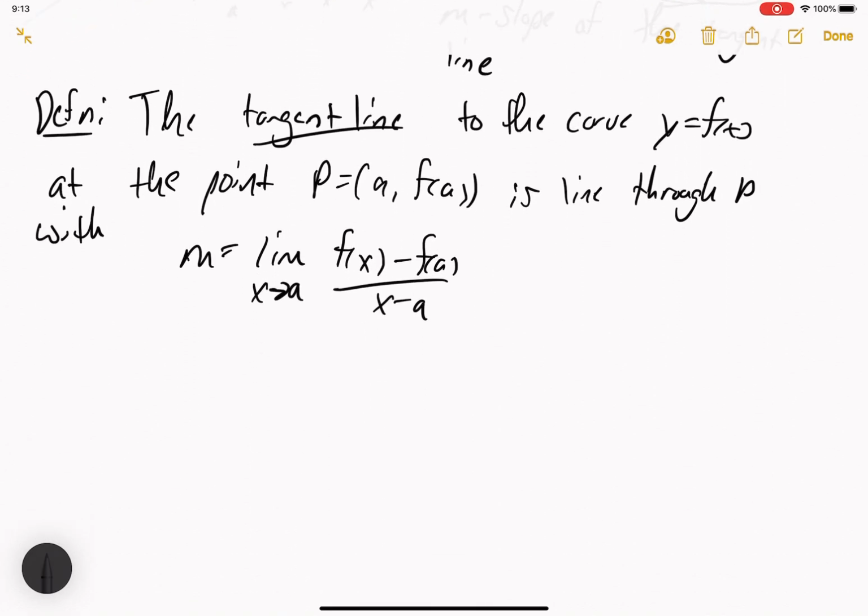But so this is our definition of the tangent line. So we have a tangent to the curve y equals f of x through a point P at (a, f of a) is the line through P with that slope, which is the limit of secants as the secants get closer and closer to the tangent. And I should also specify, provided the limit exists.